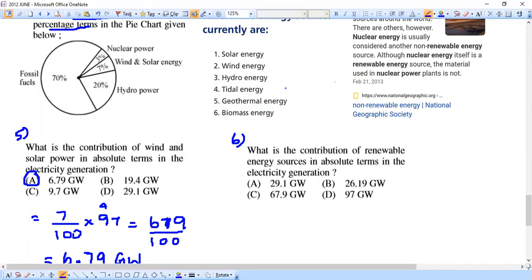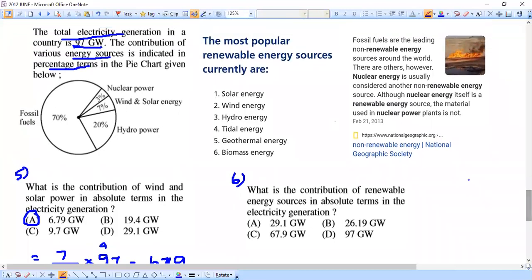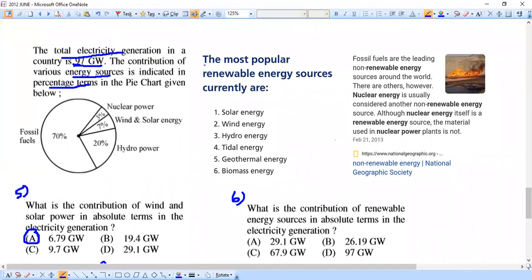So out of these energy sources, nuclear power, wind, solar energy, hydropower, and fossil fuels, we should find out the contribution given by the renewable energy sources. So I browsed it online. I took it online. See these sources. These sources give me what the renewable energy sources and non-renewable energy sources are. It is clearly giving me.